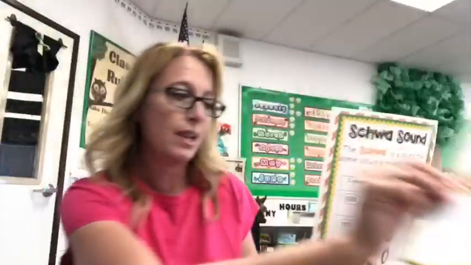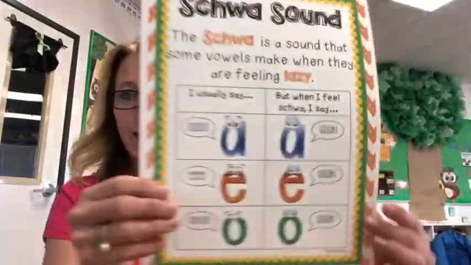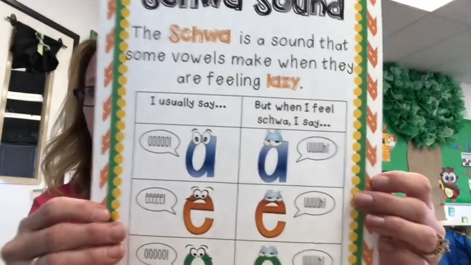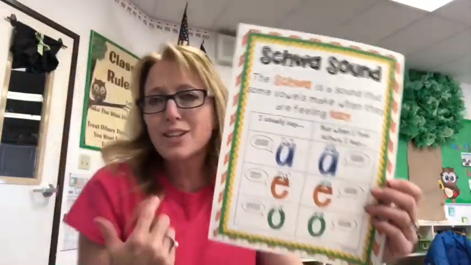Let me give you some examples. Can I tell you what we like to call them? Ready? Can you see that? I like to say, they are being lazy. Those vowels are being lazy. They're not taking the time to say their correct sound. The schwa is a sound that some vowels make when they are feeling lazy.